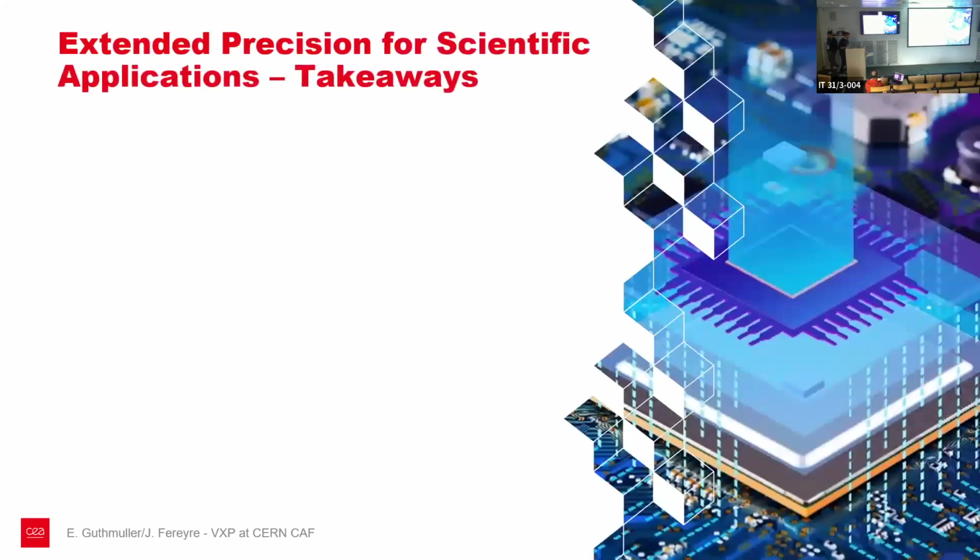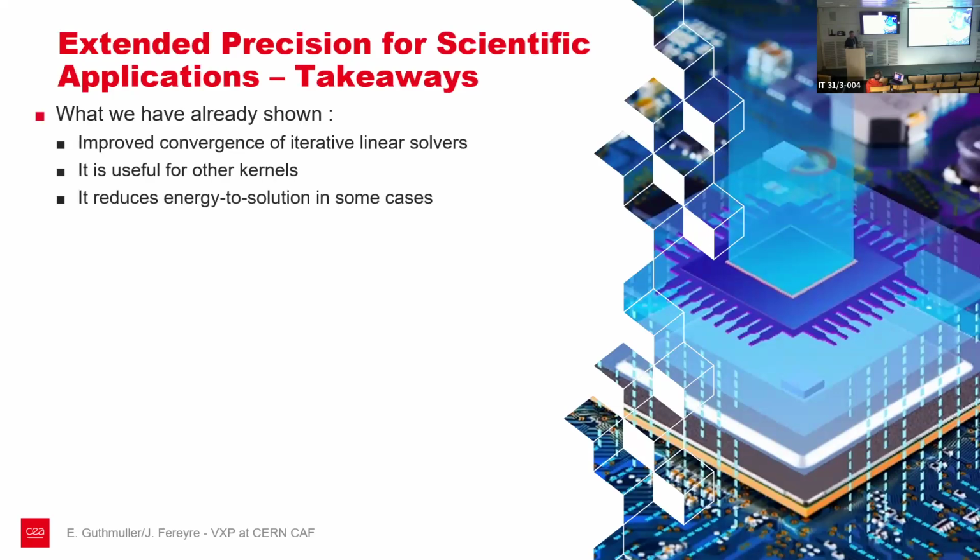Okay, I will end the talk. So just to summarize a little bit what we have seen on the scientific application side: we have shown that it improves convergence of iterative linear solvers. It is also useful for other kernels that I didn't talk about in this talk, but there are other things we discovered which are interesting. And in some cases, at least, we know that it reduces energy to solution because we are reducing the number of iterations, basically.